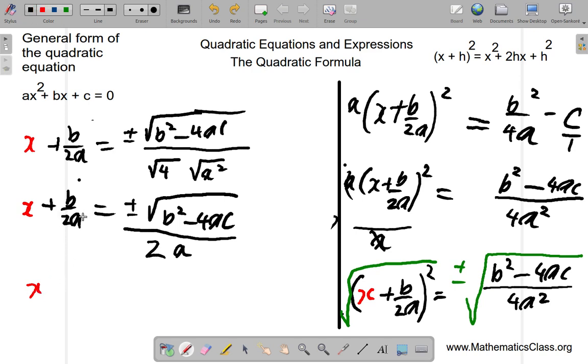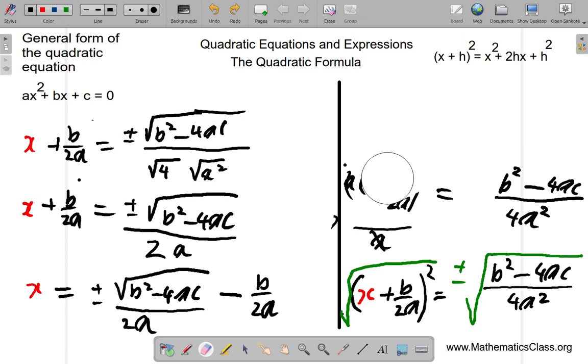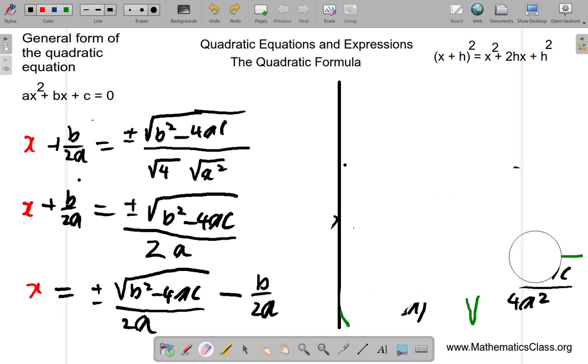Alright. Now, at this point, you could say x, subtract b over 2a from both sides. x equals, if you do that, you have plus and minus the square root of b squared minus 4ac all over 2a minus b over 2a. You see that? Then let's go over here and continue. I have to erase some of these things over here.